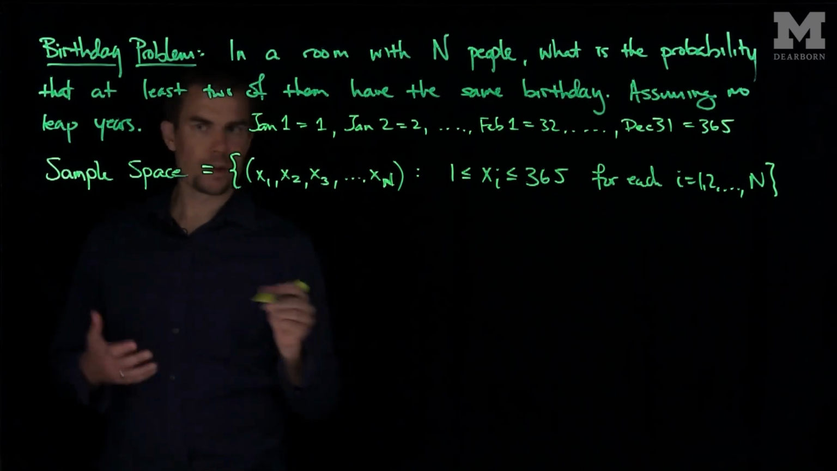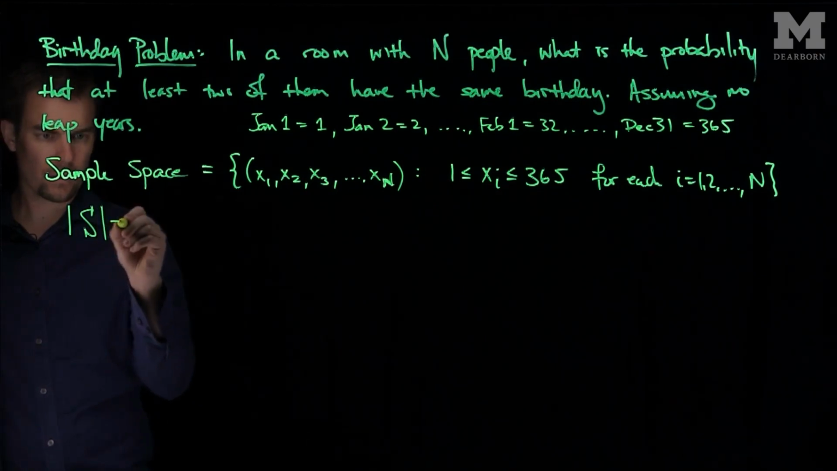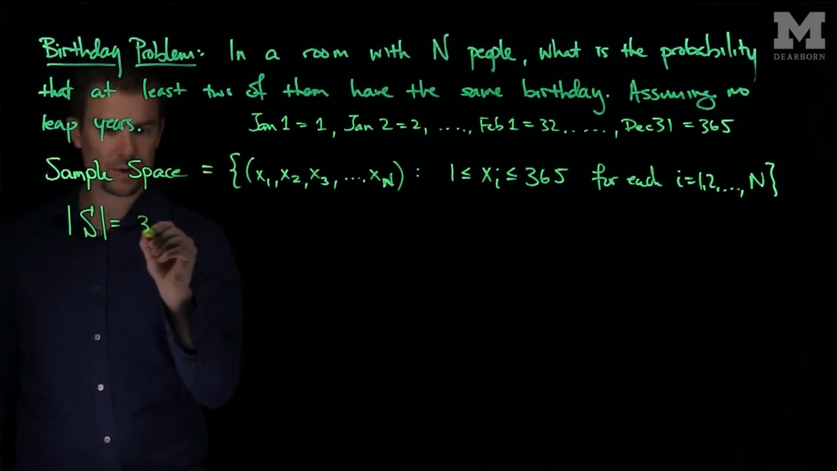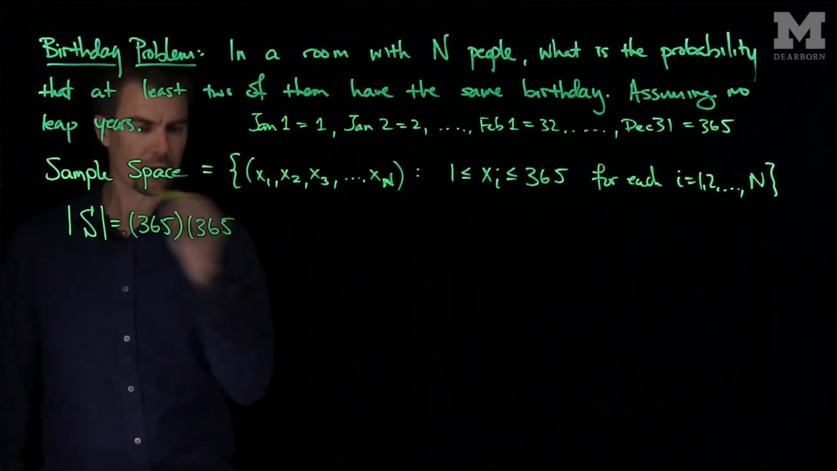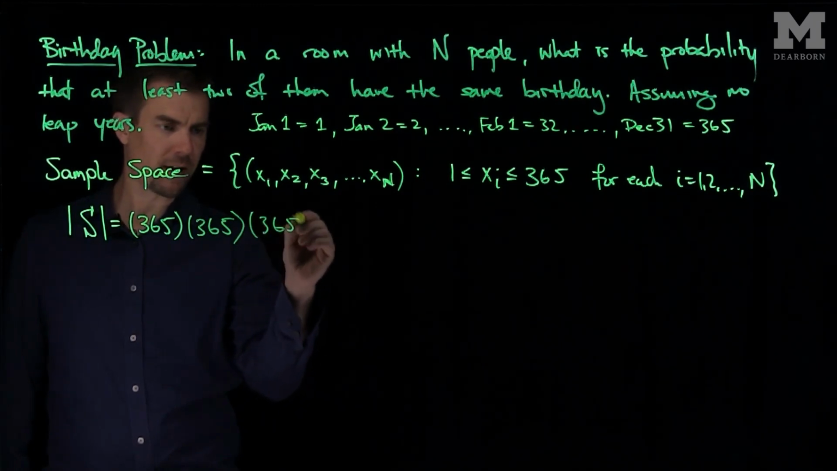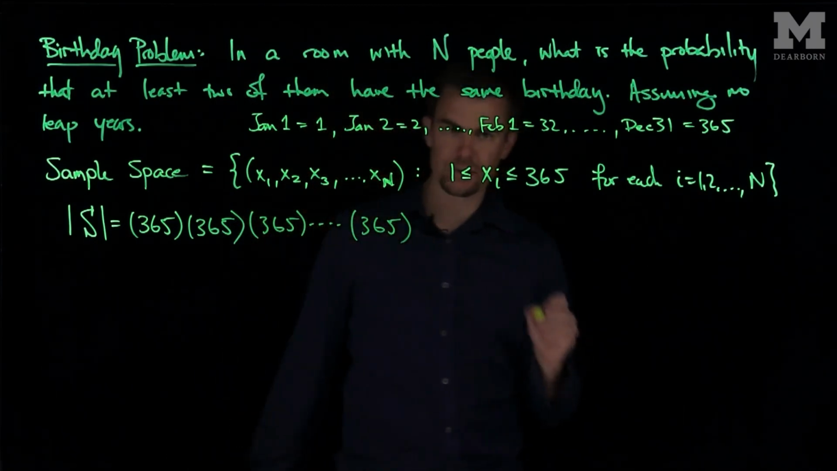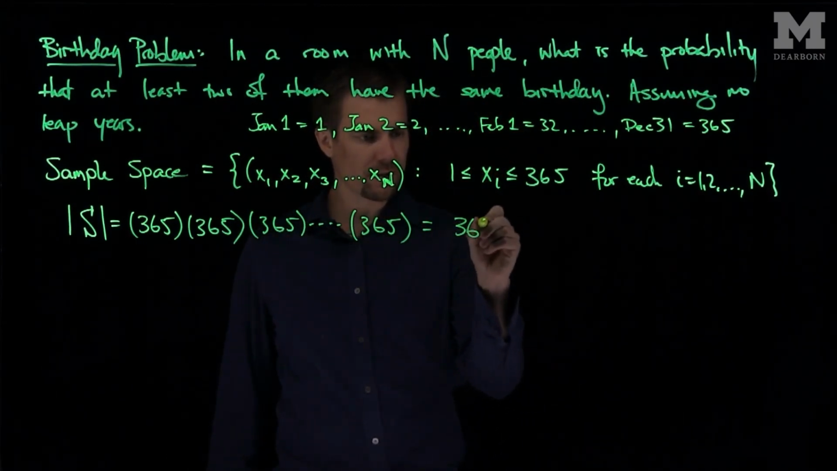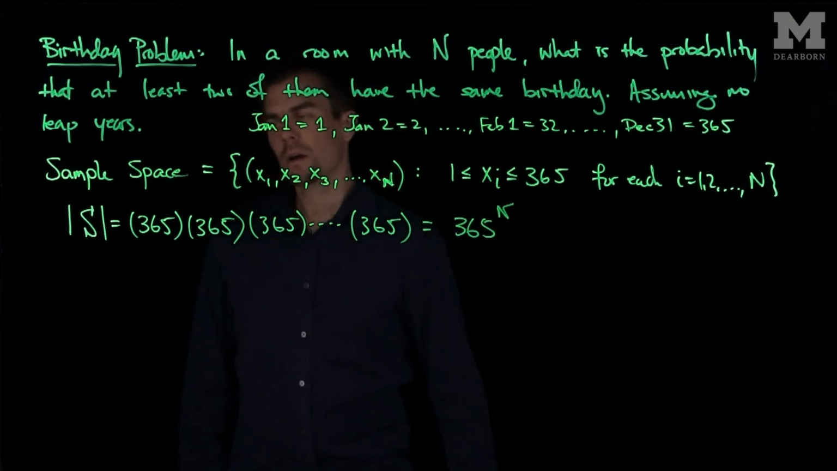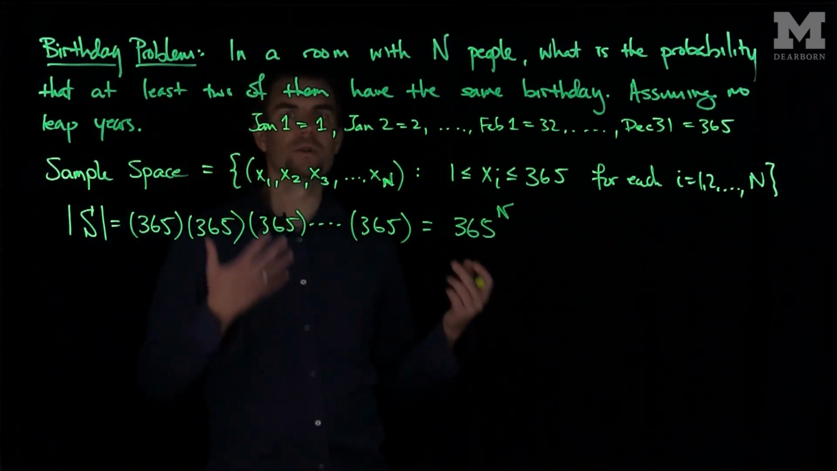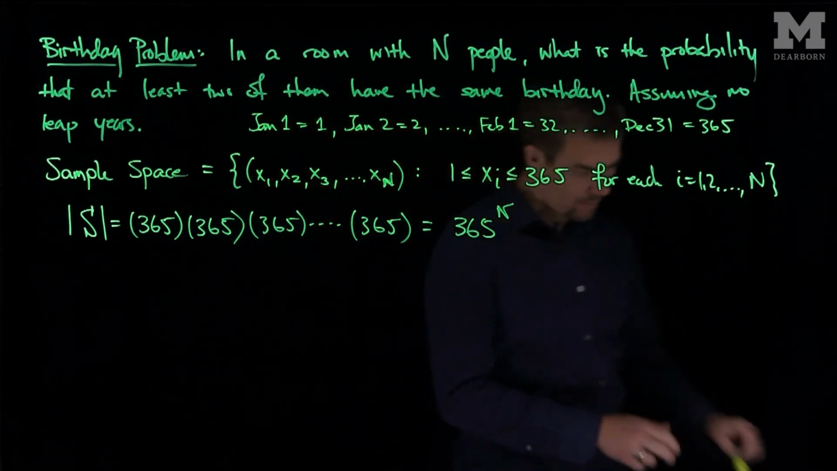And so we can actually compute the size of our sample space. Well, there are 365 choices for the first slot, 365 for the second, 365 for the third, 365 for the nth slot, and so I have n copies of 365. So this is 365 to the power n. So the sample space is rather large if n is large. Now our problem is to find the probability that at least two of them have the same birthday. Let's look at a different problem.